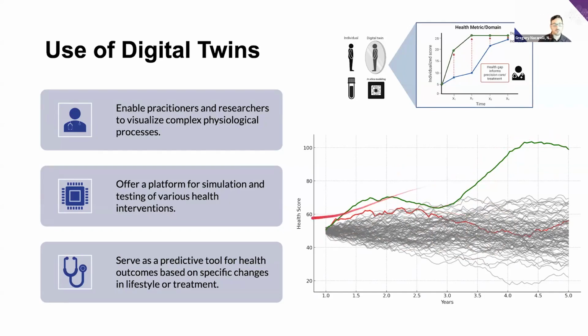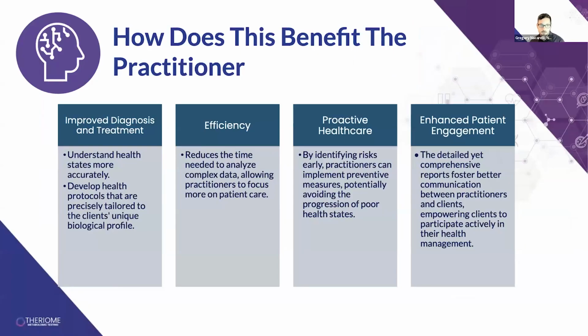And I will be going over this a little bit more later on in this presentation. How does this benefit the practitioner? By doing this digital twinning, we have improved diagnosis and treatment. So we're able to understand health states more accurately. We're able to develop health protocols that are more precisely tailored to the client's unique biological profile. It improves efficiency, and so this reduces the time needed to analyze complex data, allowing practitioners to focus more on patient care.